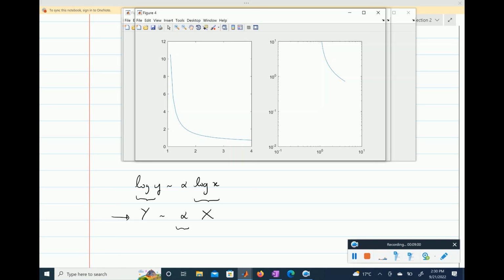a power law. So you're using log-log plots to determine, if you're trying to find a scaling relationship, for example, whether you have a power law, and from the slope in your log-log plot, you can deduce the exponent of your power law.